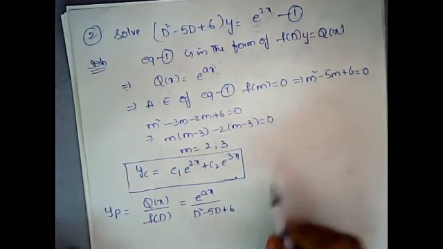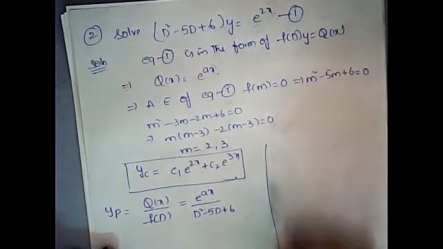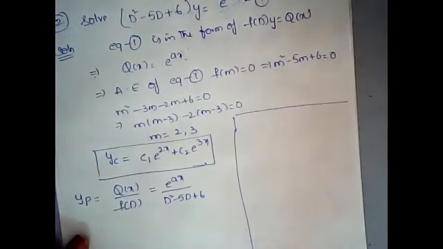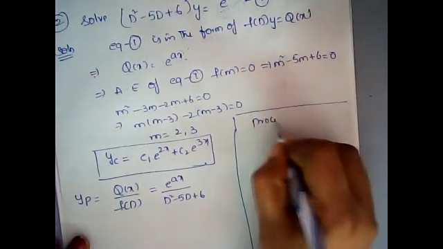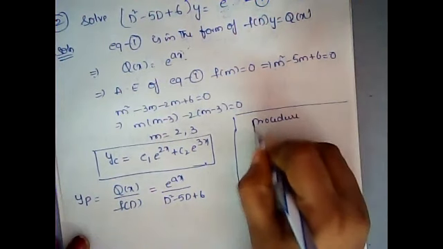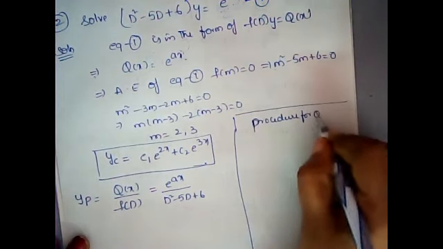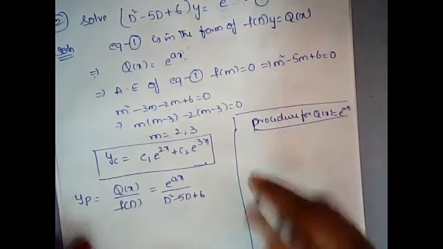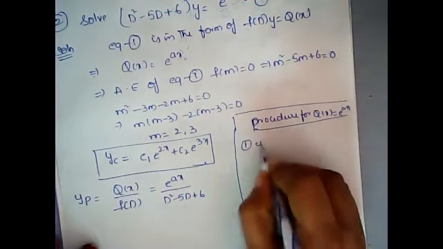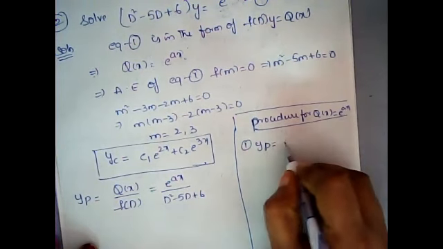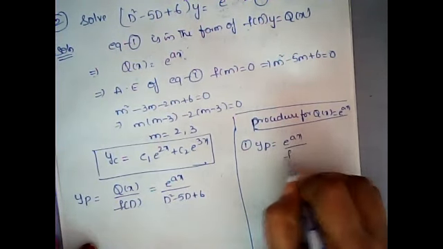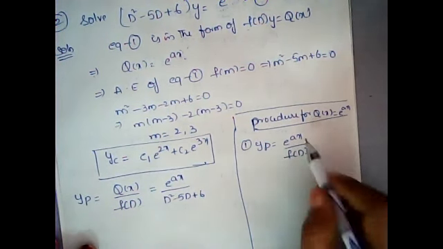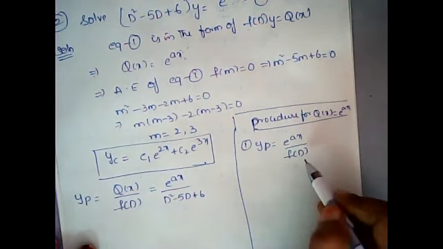Now let me go with the procedure here. So the procedure for Q of x equals e power ax. What is the procedure here? First we will write yp equals e power ax by f of D form.